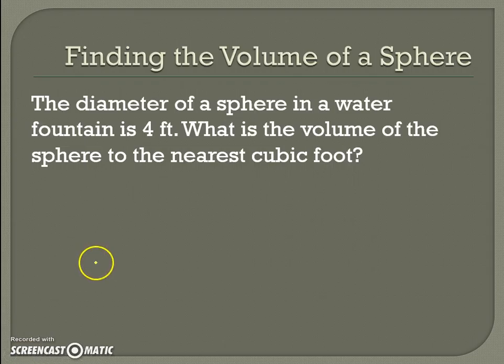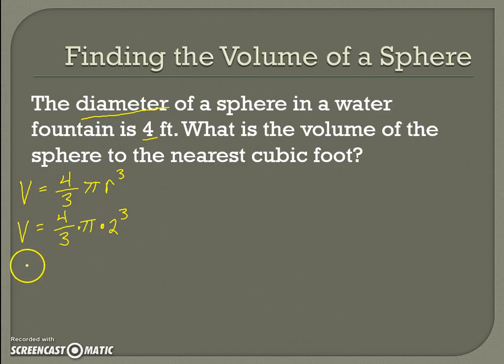All right, so finding the volume of a sphere. This is using that other formula that we had from that first slide. It says the diameter of a sphere in a water fountain is 4 feet. What is the volume of the sphere to the nearest cubic foot? So first thing that we need to start out with is our formula. So the volume of a sphere is 4/3 pi r cubed. And I'm just going to substitute the information that I have. So the volume for this is 4/3 pi. And then instead of r, I need to write the radius. Well, I'm given the diameter of 4. So if the diameter is 4, then that means the radius is 2.